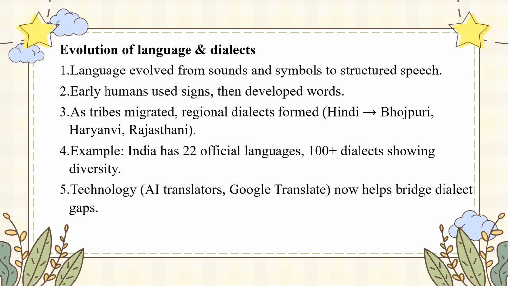Evolution of language and dialects. Language evolved from sounds and symbols to structured speech. Early humans used signs and then developed words. As tribes migrated, regional dialects formed. For example, from Hindi, we have Bhojpuri, Haryanvi, Rajasthani. India has 22 official languages, 100 plus dialects, showing diversity. Technology, AI translators, Google Translate now help bridge dialect gaps.